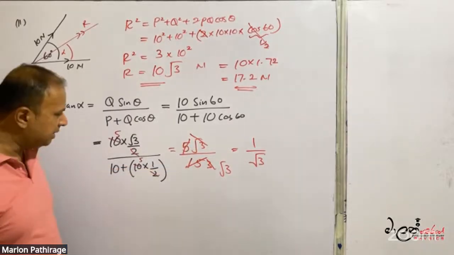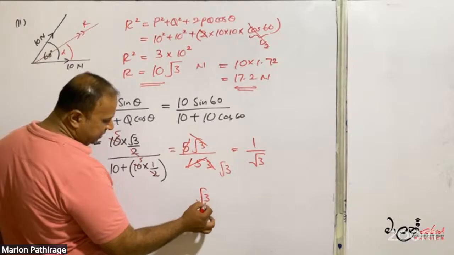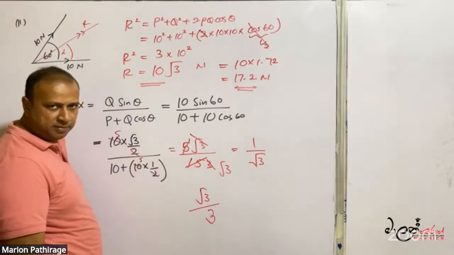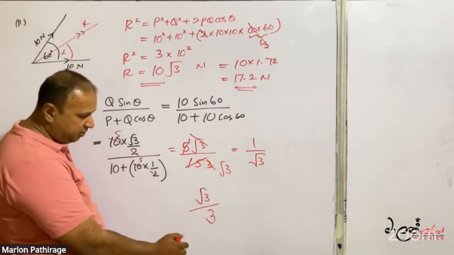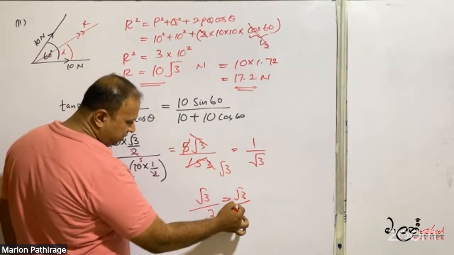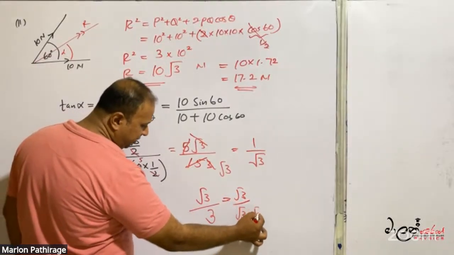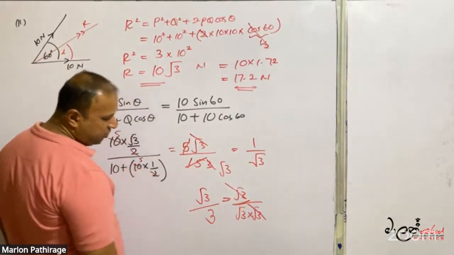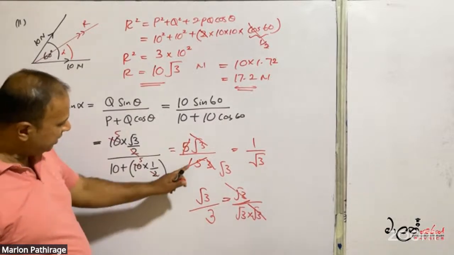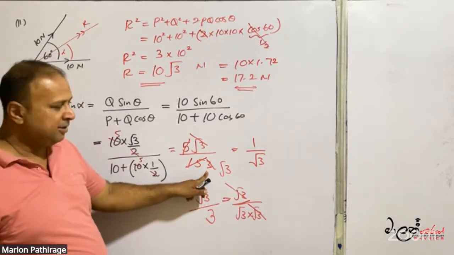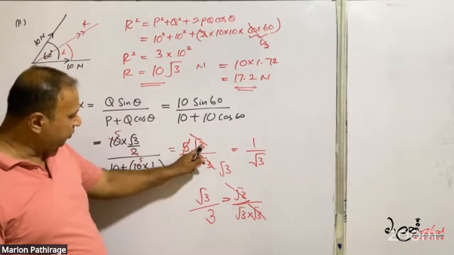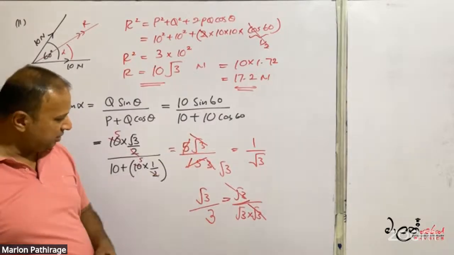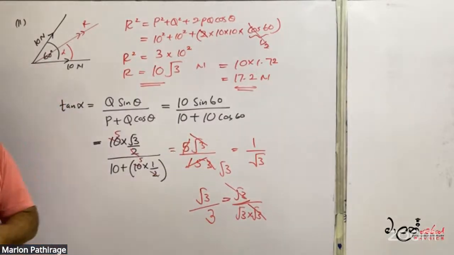How did I cancel this? In the upper side there is root 3, and in the denominator there is 3. 3 is equal to root 3 into root 3, which is 3. Therefore, you can cancel out one root 3. Root 3 divided by 3 gives 1 over root 3. That is all.